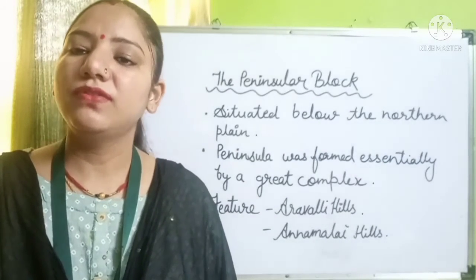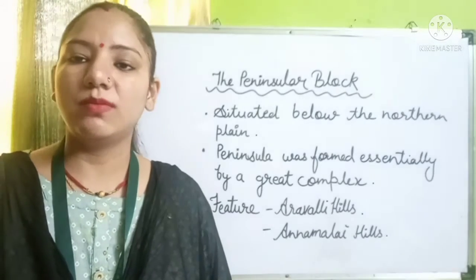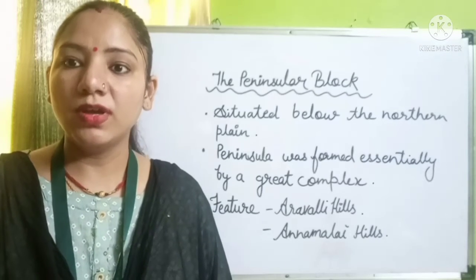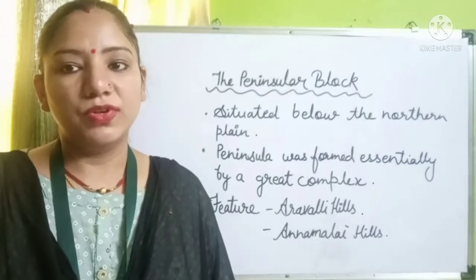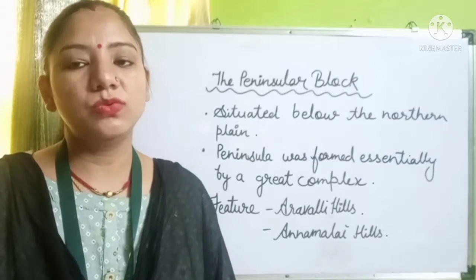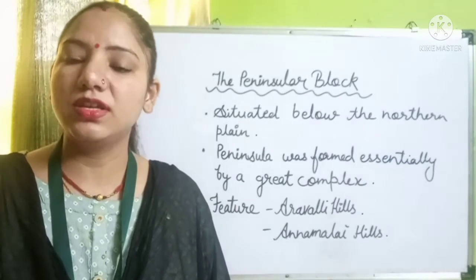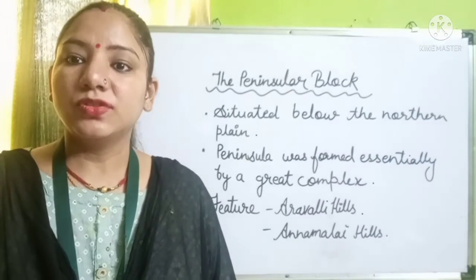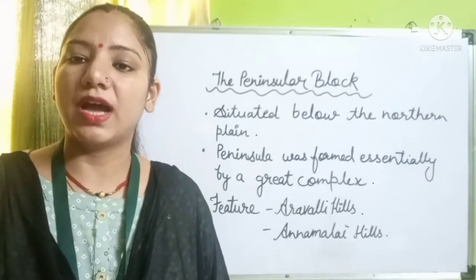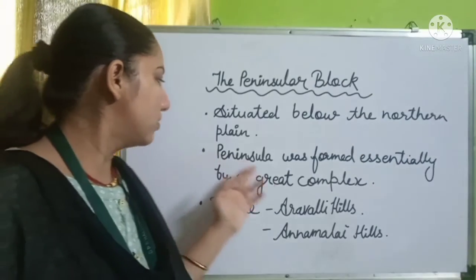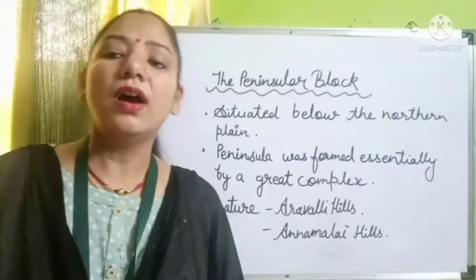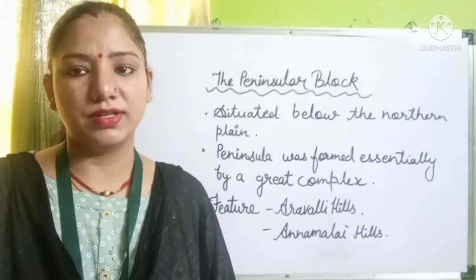Then if we talk about the formation of the Peninsular Block, I already told you that it was formed after the eruption of a volcano. When the molten magma cools down, it changes into igneous rocks, and we know that igneous rock surfaces are very hard. So the Peninsular Block, which is formed by igneous rocks, also has a very hard structure. So here we can say the peninsula was formed essentially by a great complex with different types of mineral components.